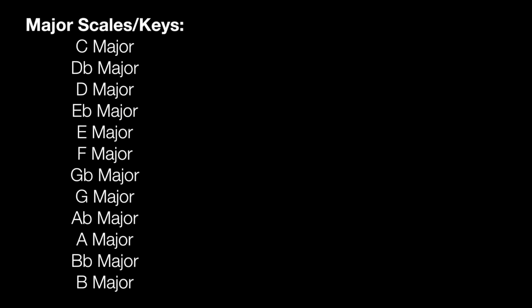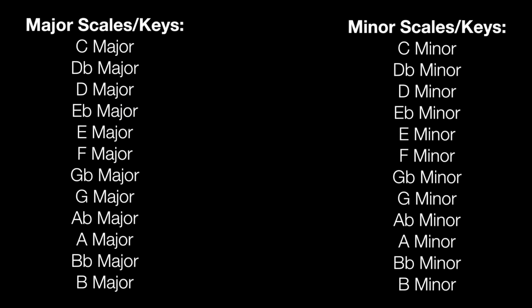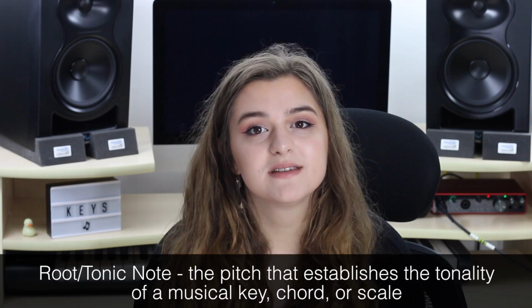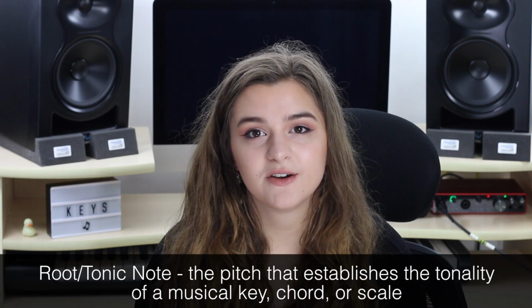In total, there are 12 major scales and 12 minor scales, so there are 12 major keys and 12 minor keys, making 24 different keys altogether. Major keys tend to sound happier and brighter, whereas minor keys tend to sound a bit sadder and a bit darker. In every single key, there's one really important note, and this is called the root note, or the tonic.